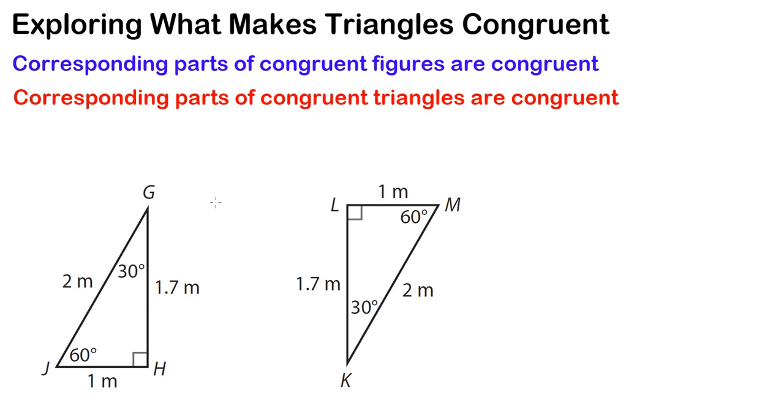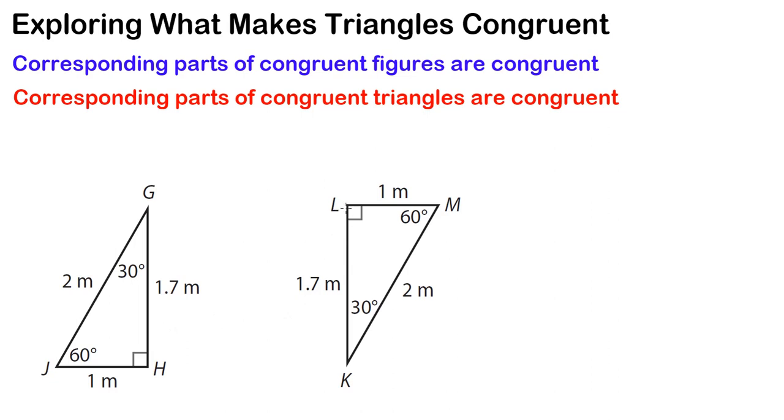So in order to prove that two triangles are congruent, I would have to prove that all of the corresponding sides are equal to each other in measure, and all of the corresponding angles are equal to each other in measure. If even one pair of corresponding sides or angles are not congruent to each other, that means the two triangles are not congruent. So let's see if we could prove that these two triangles are congruent.